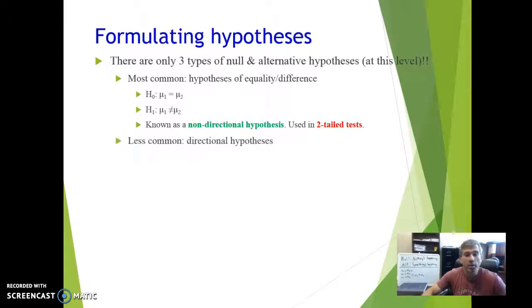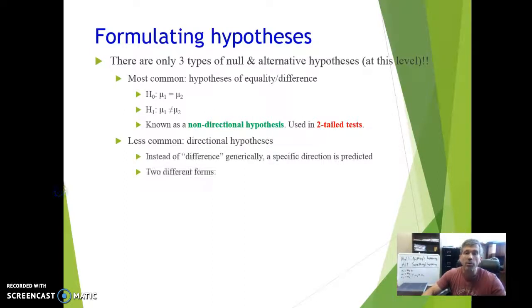Less commonly, we sometimes have what are called directional hypotheses. Here, the researcher only wants to test for one of these directions of differences. They either only want to test for mu1 being less than mu2 or mu1 being greater than mu2. So what happens there is the alternative hypothesis just becomes whichever direction the researcher makes their prediction in, and the null hypothesis is the two possibilities that are now left over. So let's see what this looks like. There's only two forms it can take.